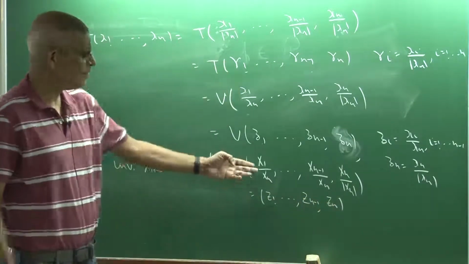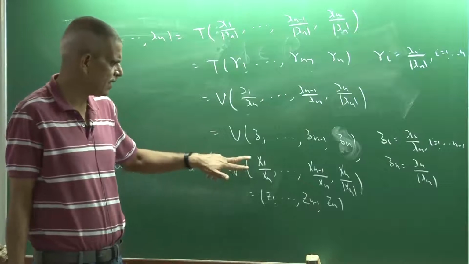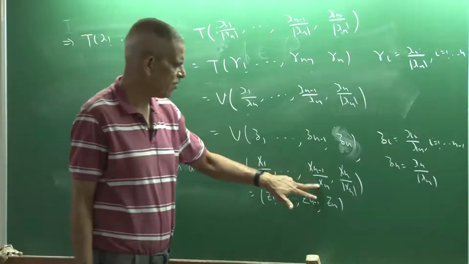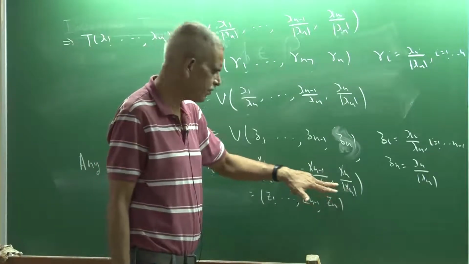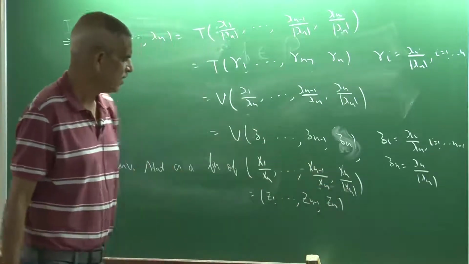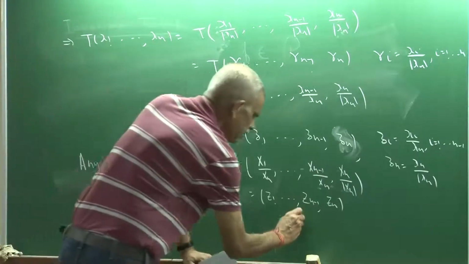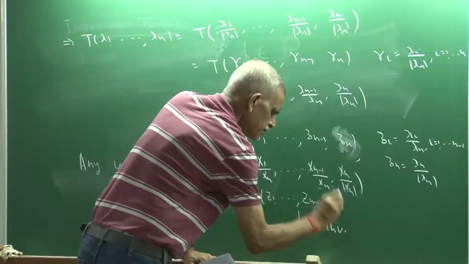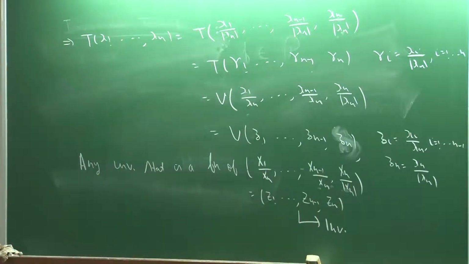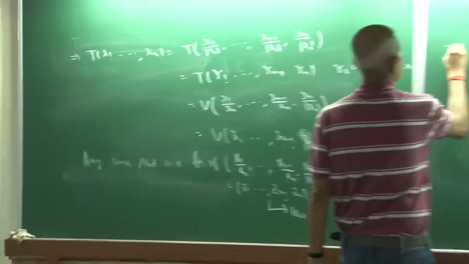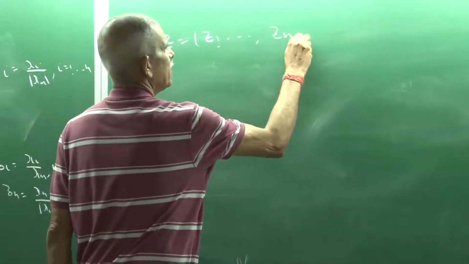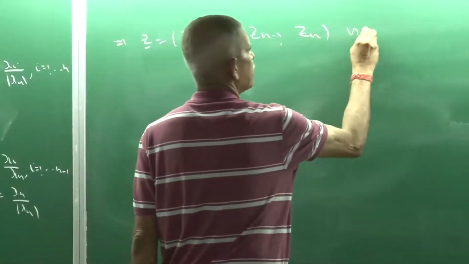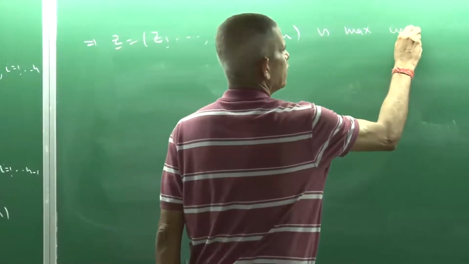And also this is invariant. Why? Because if you apply c to everything, c x1 over c xn, the c gets cancelled. Here also c xn minus 1 over c xn, the c gets cancelled. Here c xn and mod of c xn, c is positive, so c will come outside, and the c gets cancelled. So this is also invariant. So what does that mean? That means this statistic is maximal invariant. So this implies that Z, which is Z1, Z2, Zn minus 1, Zn, is maximal invariant.